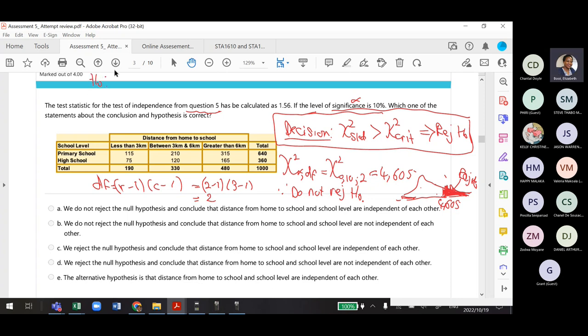Your H naught says independent and HA says not independent. So which one of these statements will be correct? I've already given you a hint in terms of how you get to the answer. I've given you a partial answer, so which one?